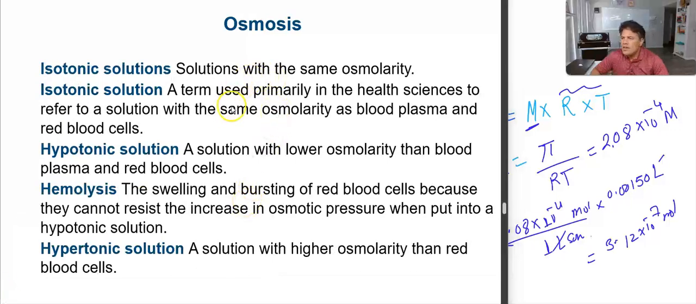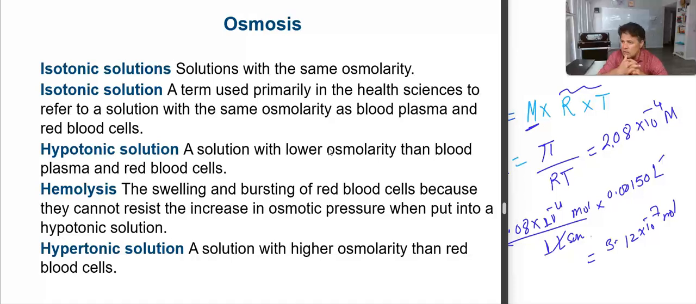Now related to osmosis, there are some more other terminologies. So isotonic solution. That is the solution with the same osmolarity. If two solutions have the same osmolarity, they are isotonic. And hypotonic means a solution with the lower osmolarity. One has less osmolarity, the other has more osmolarity. That is the hypotonic, the less. Basically the blood plasma is the higher. So lower osmolarity than the blood plasma and the red blood cells, that is the hypotonic.